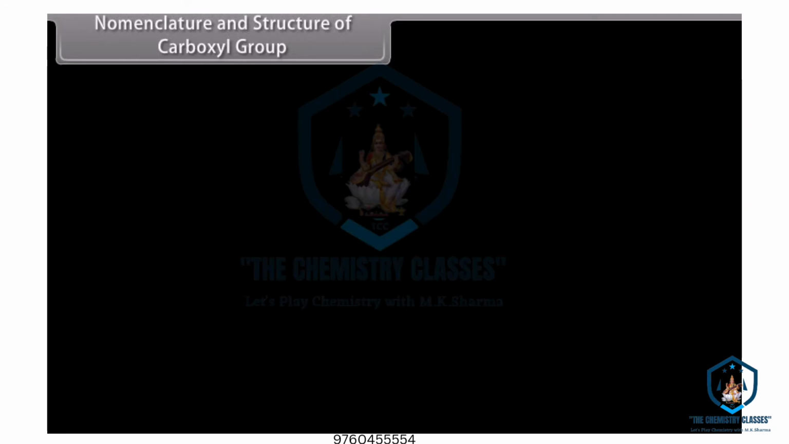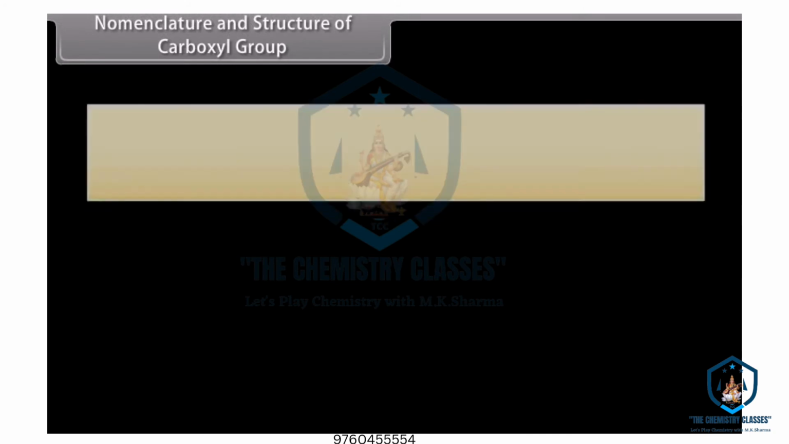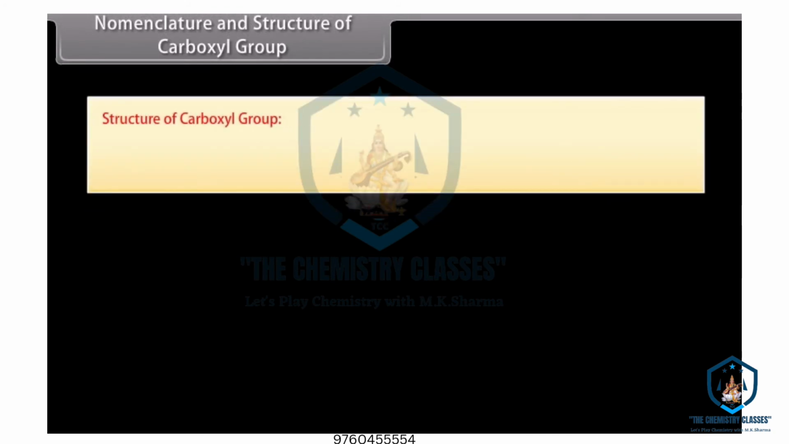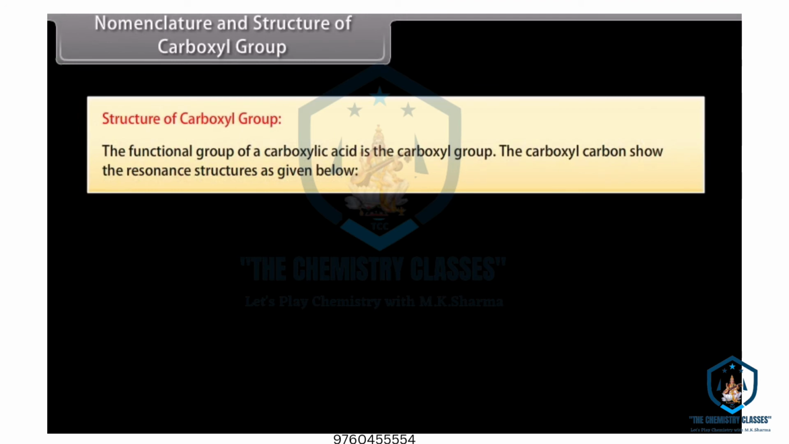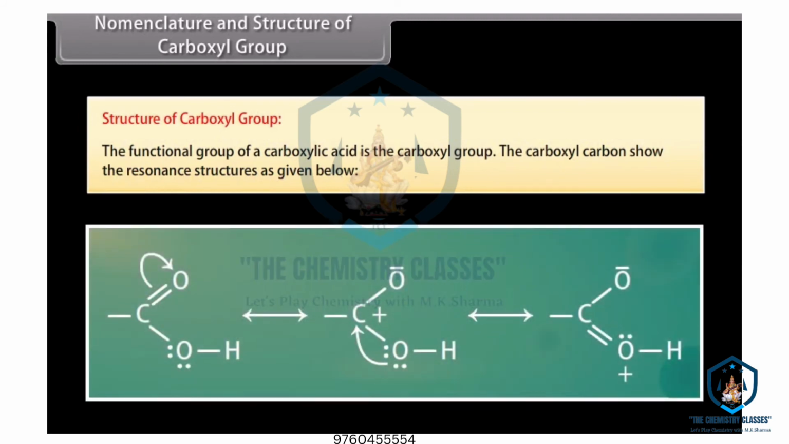Nomenclature and structure of carboxyl group. Structure of carboxyl group. The functional group of a carboxylic acid is the carboxyl group. The carboxyl carbon shows the resonance structures as given below.